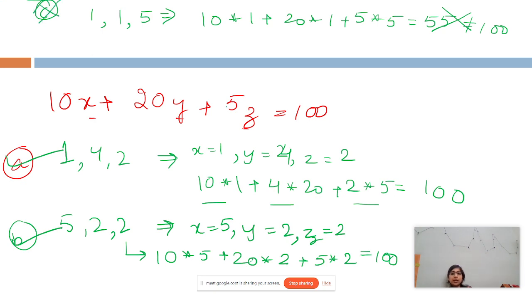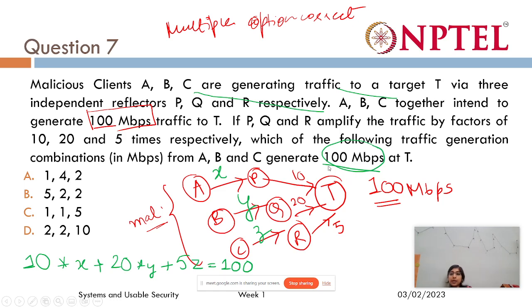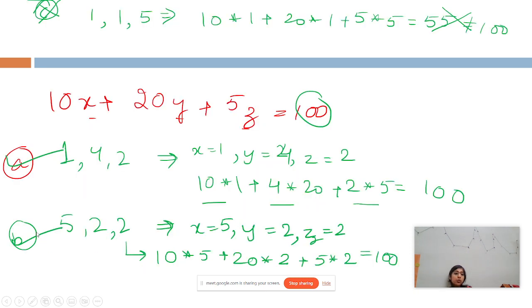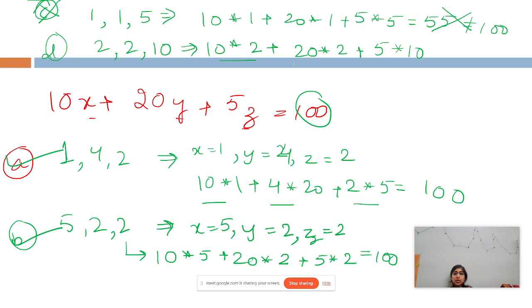Why? Because I want to generate exactly 100 Mbps at the target T as mentioned in the question. So going with option D, 2, 2 and 10. So 10 into 2 plus 20 into 2 plus 5 into 10. So this is 20, 40, that is 60, plus 50, 110. Again, not equal to 100. So this is also not correct. So the correct answer in this case is option A and B. Clear to all?